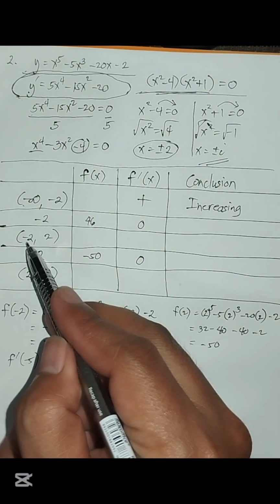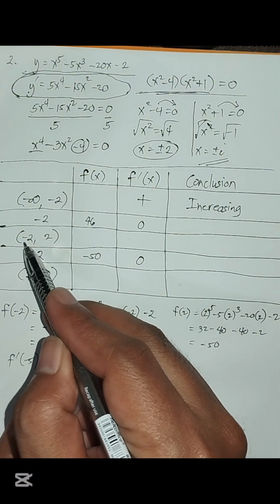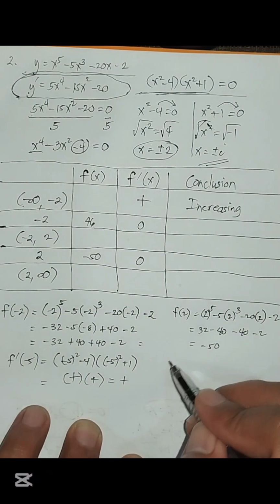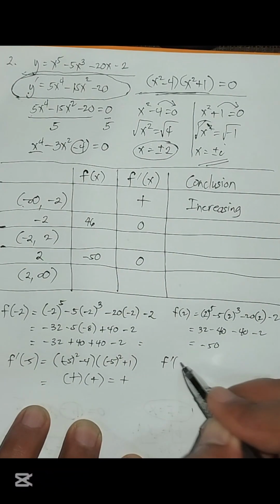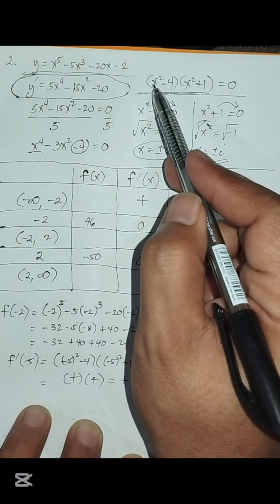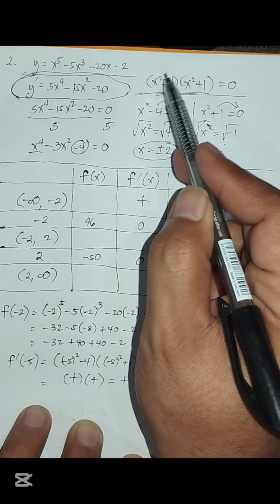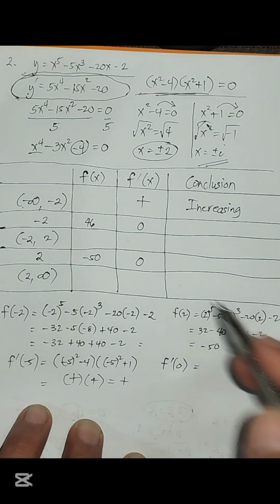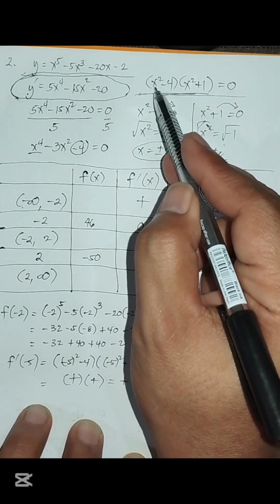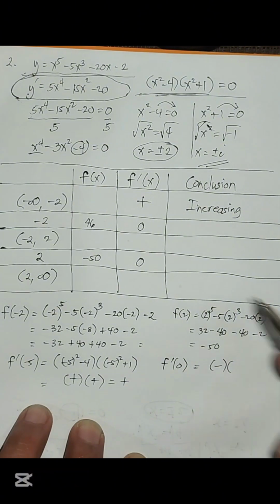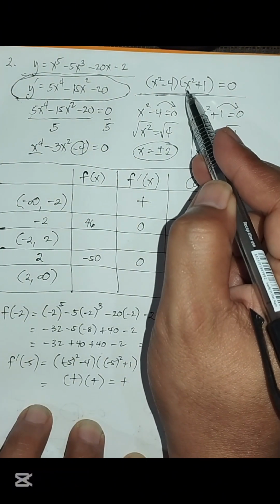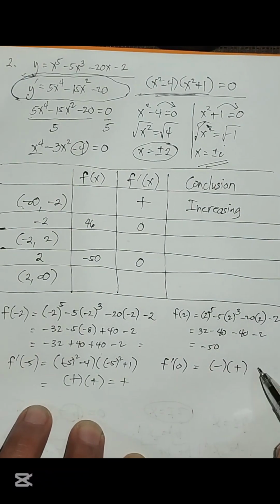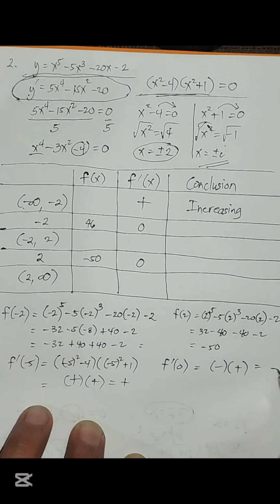Okay? Next, let's choose a number in the interval negative 2 to positive 2. Let's choose 0. The easiest number is always 0, because when we substitute 0, it cancels out the variable. So we have negative 4, and then substituting 0 to x squared, this becomes 0, so we have positive 1. When we multiply that, negative times positive, we have negative.